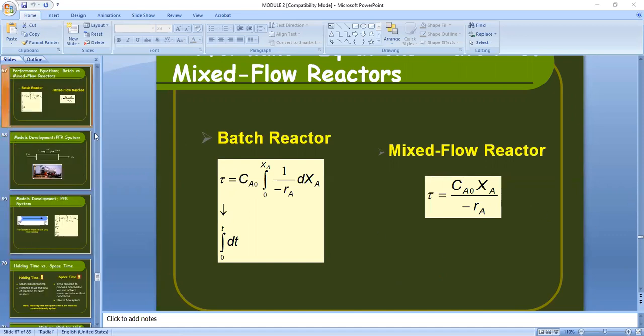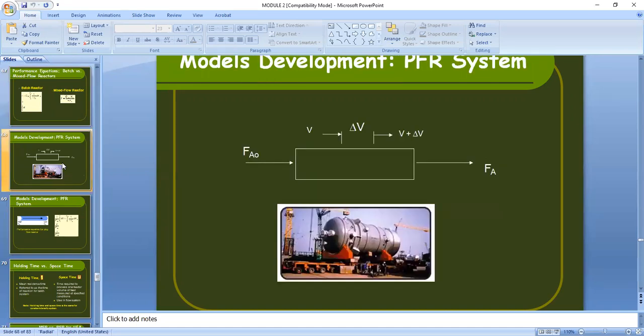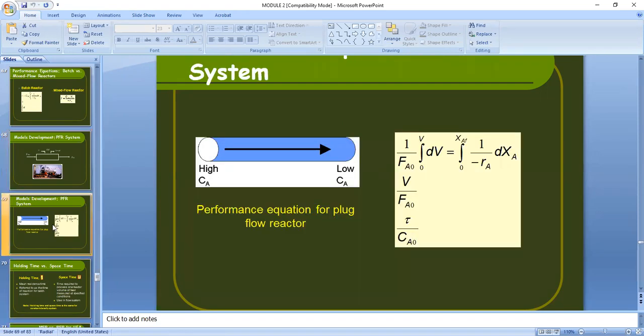Now for the PFR, determining the performance equation requires that you select a volume element of fluid, and that is where you're going to perform your material balance. That volume element is delta V. Now, the performance equation for your plug flow reactor is very similar to that of the batch reactor. On the left side, you either have the V over FAO from the integration of dV, integrated from 0 to V.